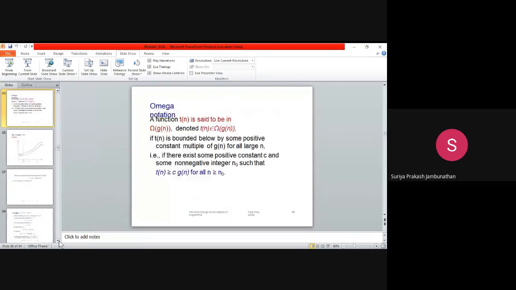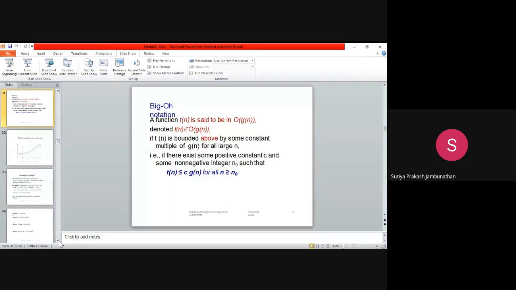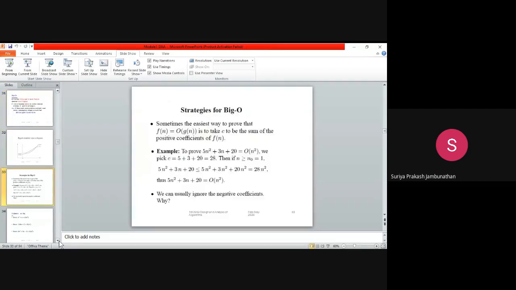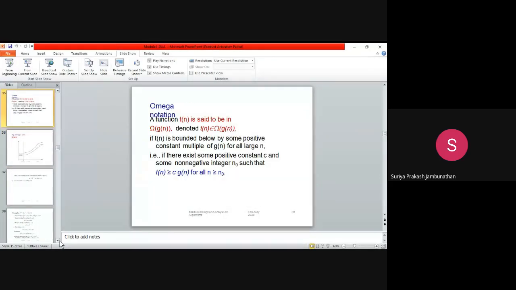You should know the difference between the three notations: big O, big omega, and big theta. For big O, as I told, T of n will be less than or equal to C of G of n. For big omega, the function T of n will be greater than or equal to C of G of n.